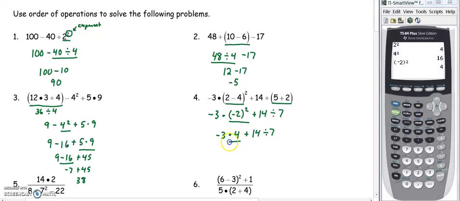The next step is to multiply. Negative 12 plus 14 divided by 7. The division is my next step. Negative 12 plus 2. So my final answer would be negative 10.